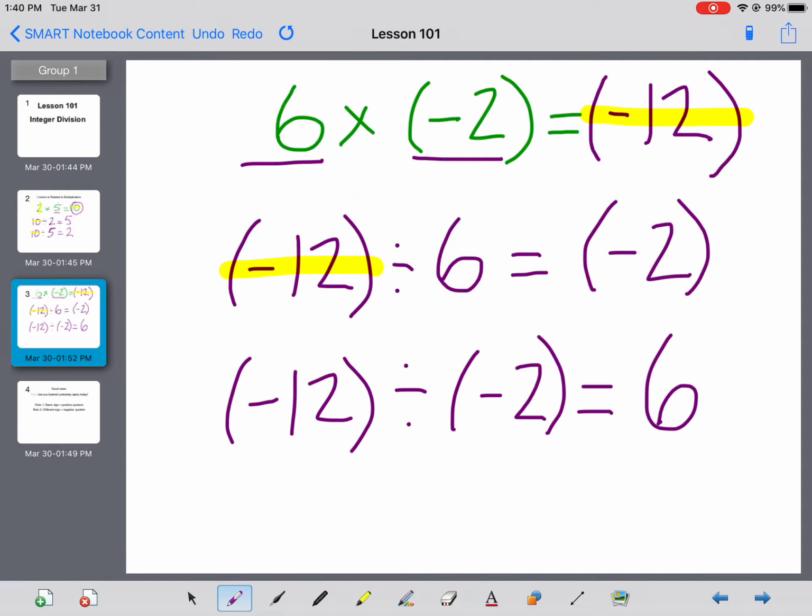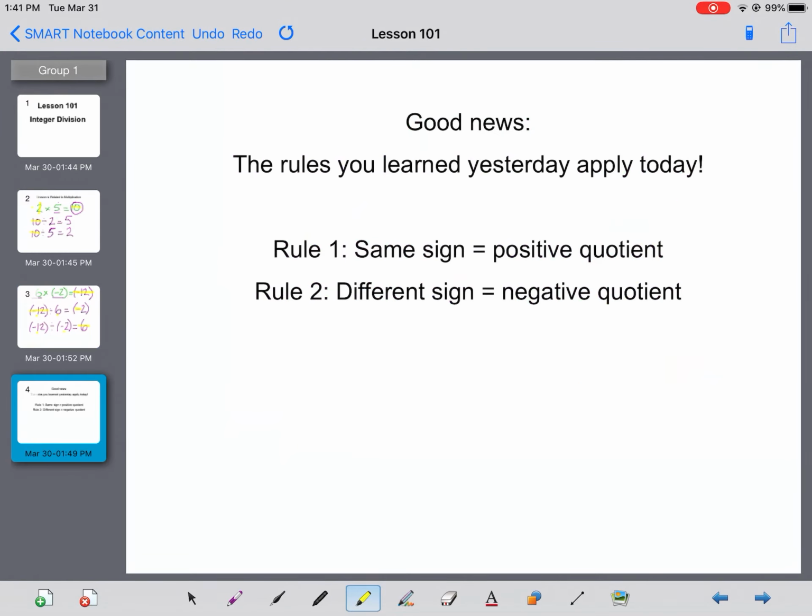Now, what's interesting about that, and what you should hopefully notice, is we have here a negative number being divided by a positive number. So we have different signs. Notice what the sign of our answer is. It's negative. Here we have two negative numbers, so the same signs being divided, and we end up with a positive result, which means division of integers follows the same rules as multiplication of integers.